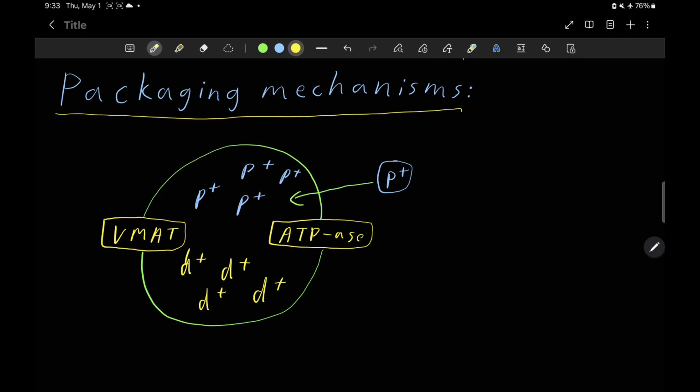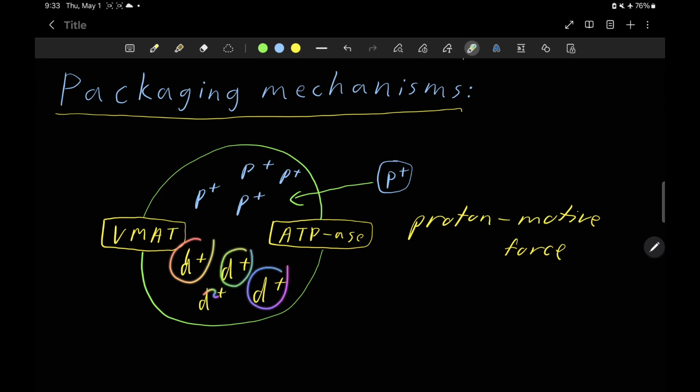So this first enzyme, ATPase, by pumping in these protons, creates something called the proton-motive force. It generates the proton-motive force. And then this proton-motive force is what is used to propel the pumping in of your messenger molecules into your storage compartments.